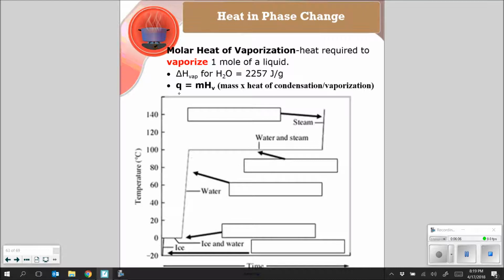So in this case, our equation is going to be Q equals the mass times the heat of vaporization. And so this is going to be occurring, for example, with water, right here at 100 degrees. So we're going from liquid water to steam as it vaporizes, and note again that the temperature does not change. It stays constant at 100 degrees while that phase change is taking place.